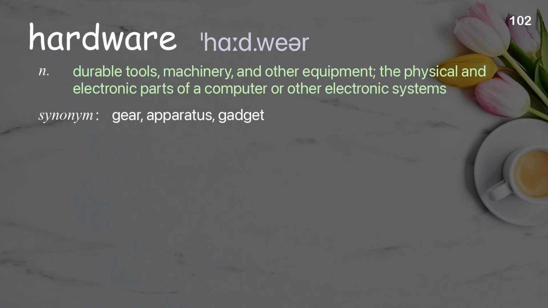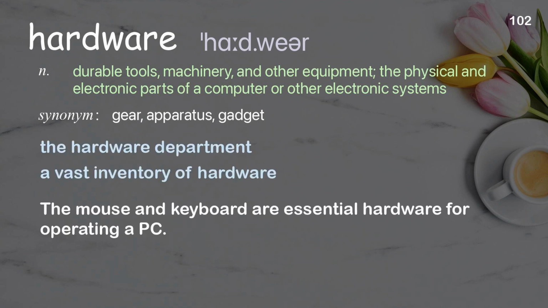Hardware. Durable tools, machinery, and other equipment, the physical and electronic parts of a computer or other electronic systems. Examples: the hardware department. A vast inventory of hardware. The mouse and keyboard are essential hardware for operating a PC.